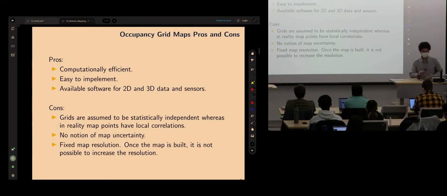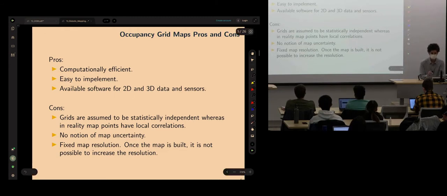But whether 2D or 3D, they share the same problems. Their pros: they're computationally efficient because of that independence assumption. The probabilistic reasoning was for a single grid or voxel, and that makes it very fast to implement. And they are relatively easy to implement. And we do have 2D and 3D software.